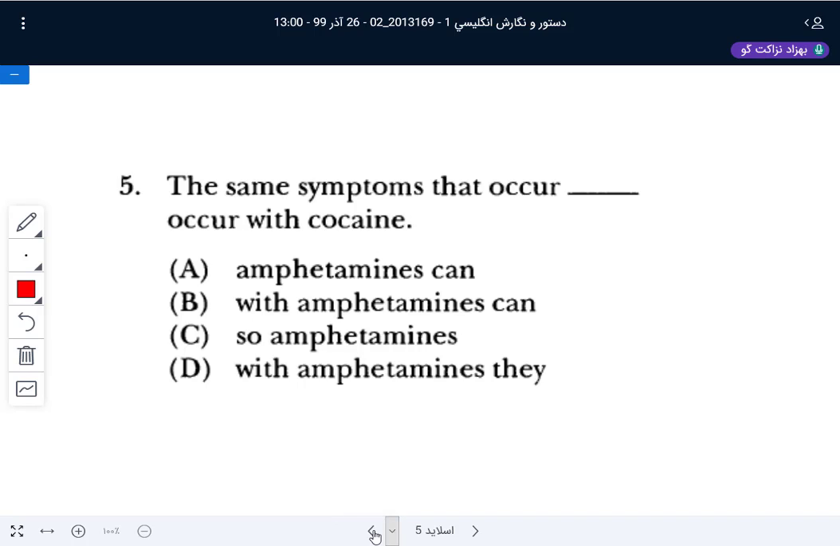Well, go on, please. Number 5. The same symptoms that occur with amphetamines can occur with cocaine. B. Very good. B is the best choice. What is the subject?